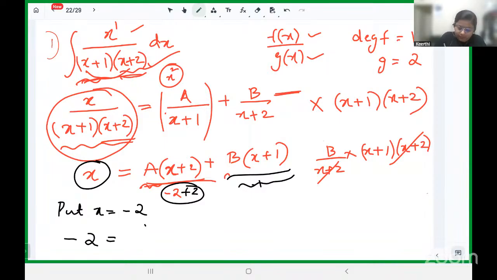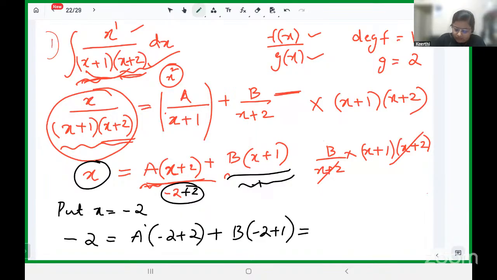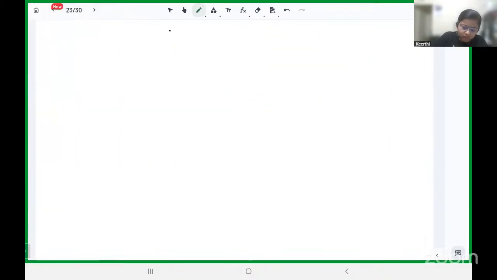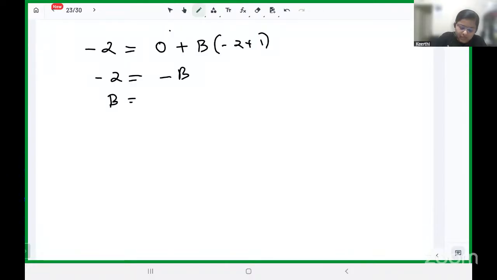Minus 2 is equal to a into (minus 2 plus 2) plus b into (minus 2 plus 1). Okay, so minus 2 is equal to, the first term will become 0. Then that was b into (minus 2 plus 1), right? What is minus 2 plus 1? The value of minus 2 plus 1 is minus 1. So it is minus b. So what is the value of b? b is equal to 2.